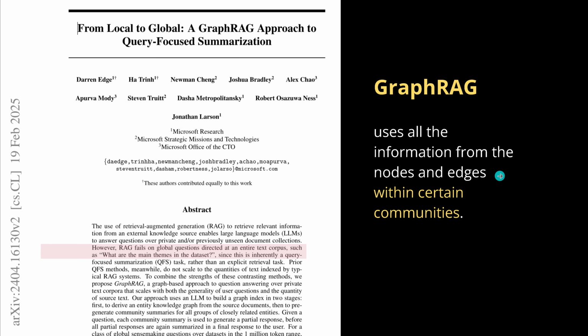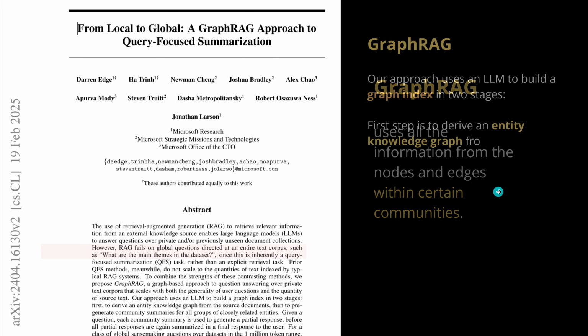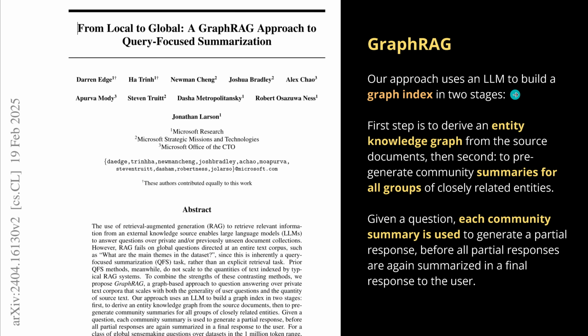GraphRAG uses all the information from the nodes and the edges within certain communities. And those communities are the solution here, because they now build a graph index in two stages. First step, derive an entity knowledge graph from the source documents in your text database, for example. And then second, pre-generate community summaries for all groups, for all thematic clusters of closely related entities. So, given a question, each community summary, each cluster summary, is now used to generate a partial response. Maybe the query relates to multiple clusters in your knowledge base, before all partial responses are summarized into the final response for the user.